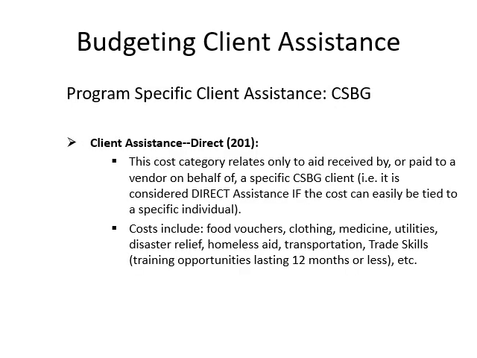The program-specific assistance lines for CSBG are client assistance, the direct client assistance line, which is 201. This category relates only to aid received by or paid to a vendor on behalf of a specific CSBG client. For example, it is considered direct assistance if the cost can easily be tied to a specific individual. Costs would include food vouchers, clothing, medicine, utilities, disaster relief, homeless aid, transportation, trade skills, training opportunities lasting 12 months or less, those kinds of items.